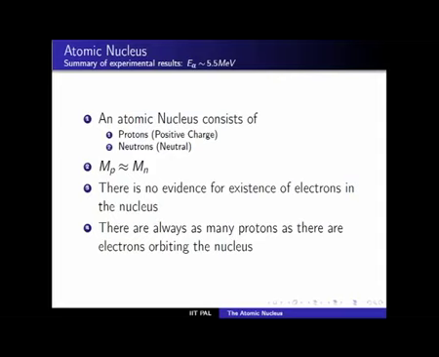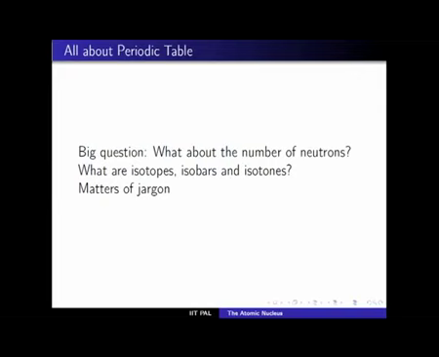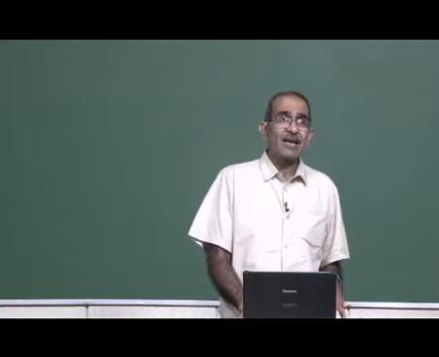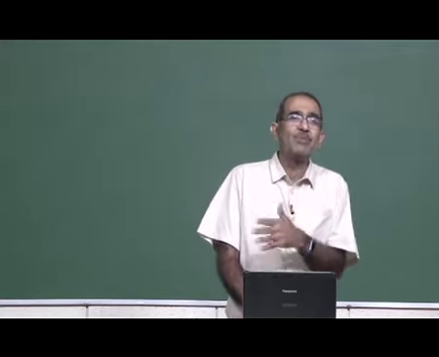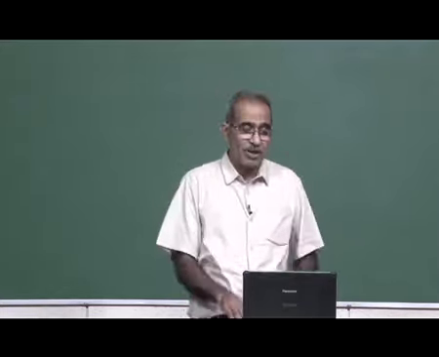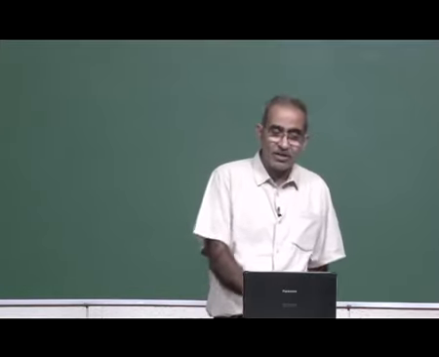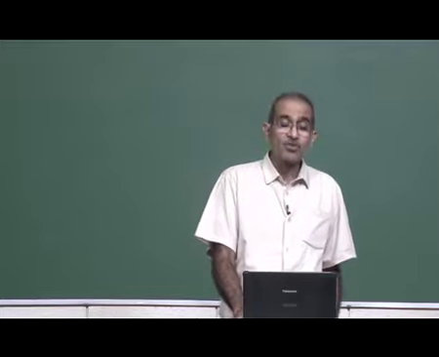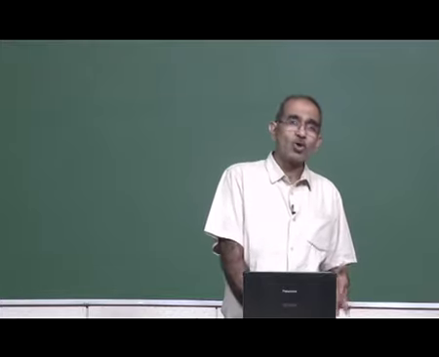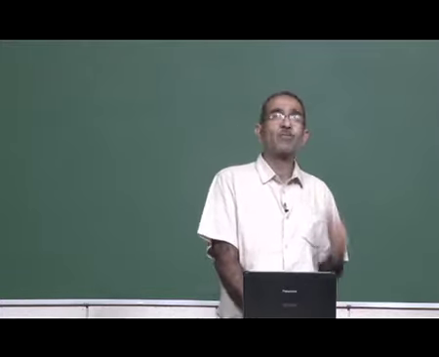Now, what we do is look at it more quantitatively. As I told you, the big question from the viewpoint of the Curie hypothesis and Chadwick's experiment is: what about the number of neutrons? How many neutrons are there in a given nucleus? Secondly, chemists who studied all the elements in great detail, starting with Mendeleev, who arranged all the elements in a periodic table, had these concepts of isotopes, isobars and isotones. So, from this new understanding, how do we understand isotopes? For chemists, isotopes were different elements having the same chemical property.